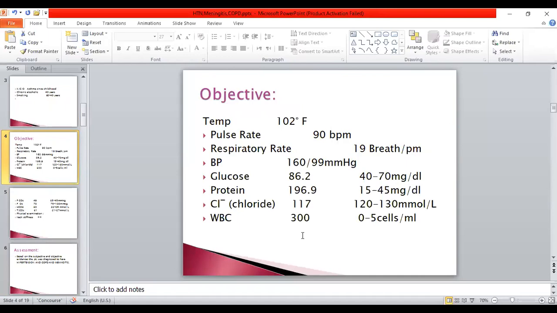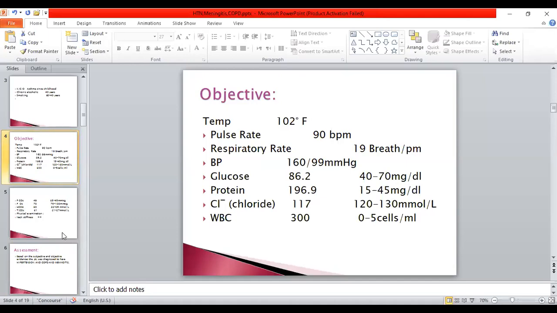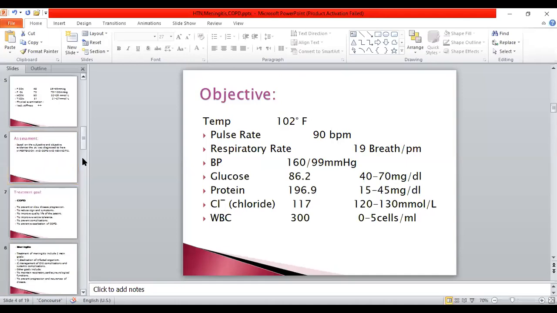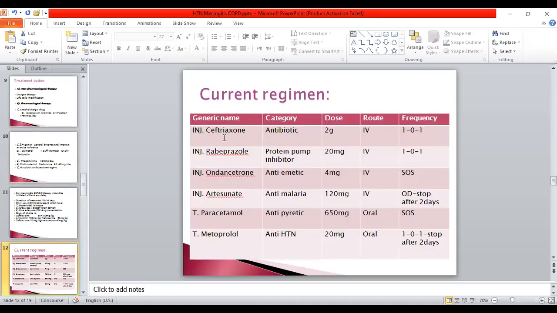What's the age of the patient? 64 years. Okay, so geriatric. What antibiotic did they give? One second, I will show the prescription. I think it's ceftriaxone, sir. Ceftriaxone, yes. Only one, no? Yes, sir.